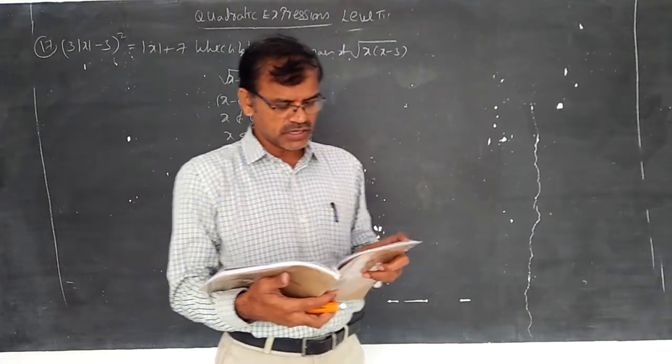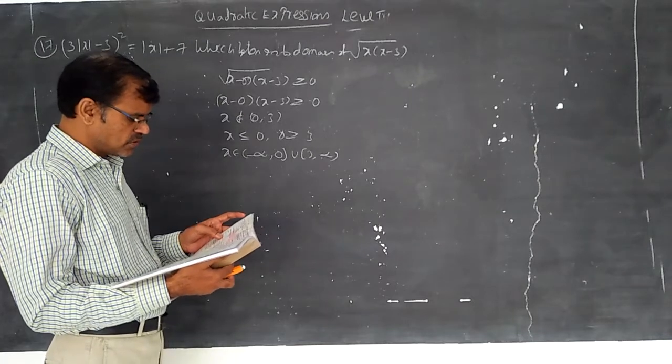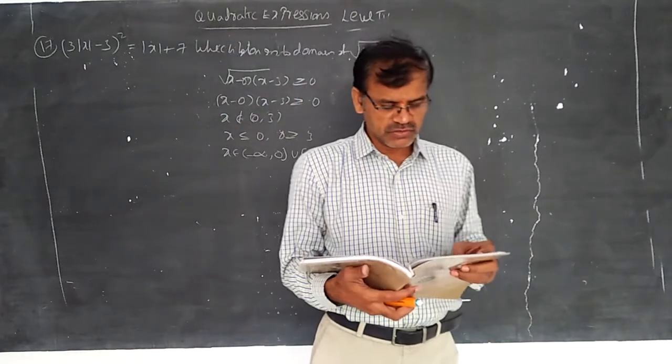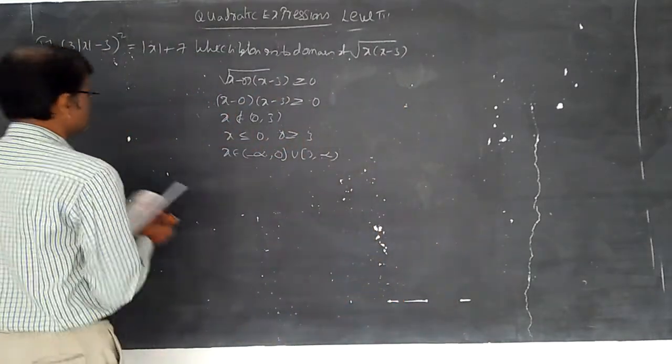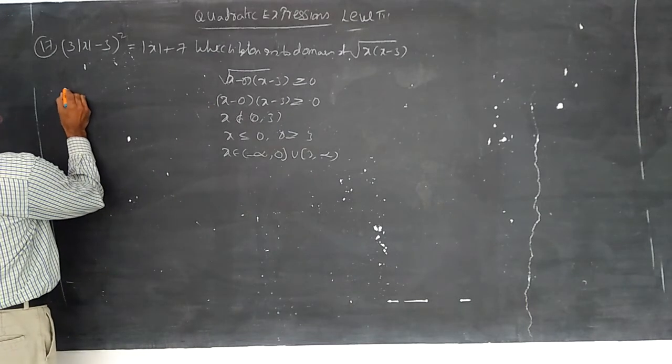X greater than 3, there is no such number. So according to the option, only negative we should consider. So the plus or minus concept is not correct. Full negative. So only the third option. Only option 3, x less than 0.